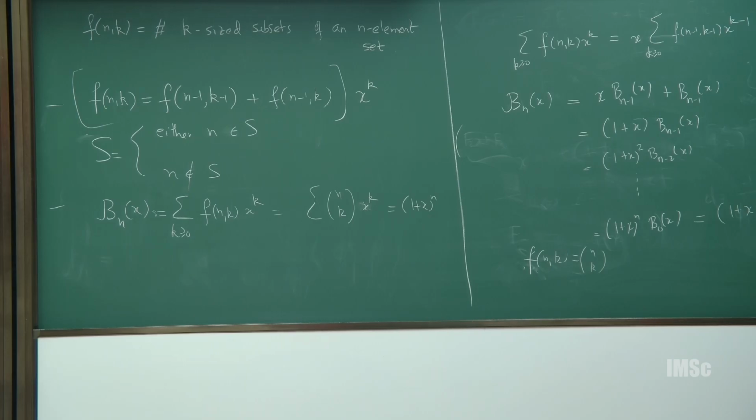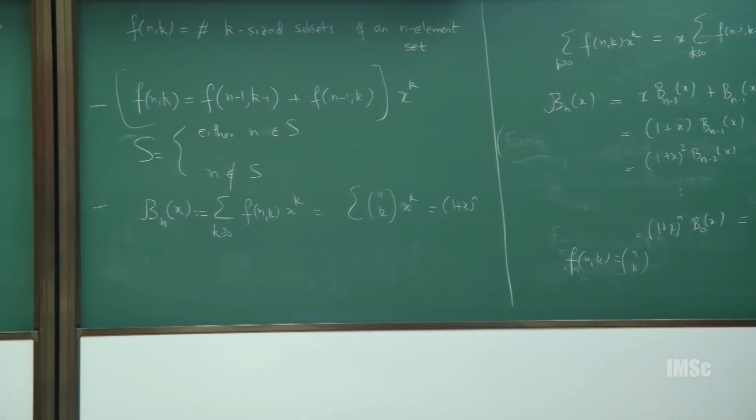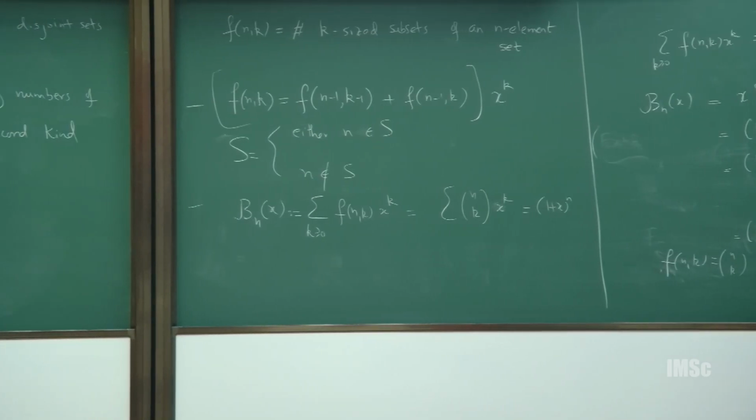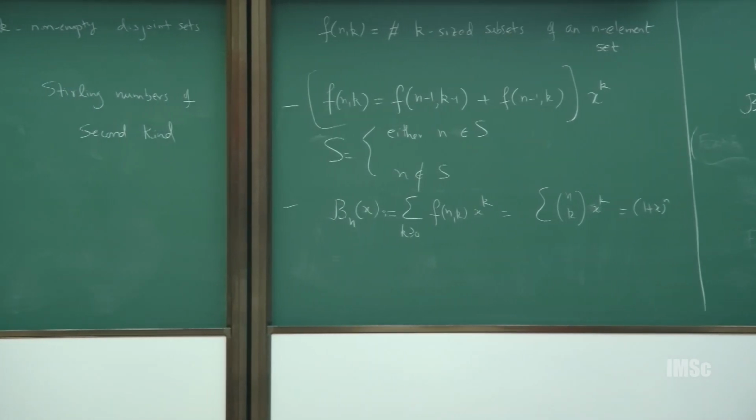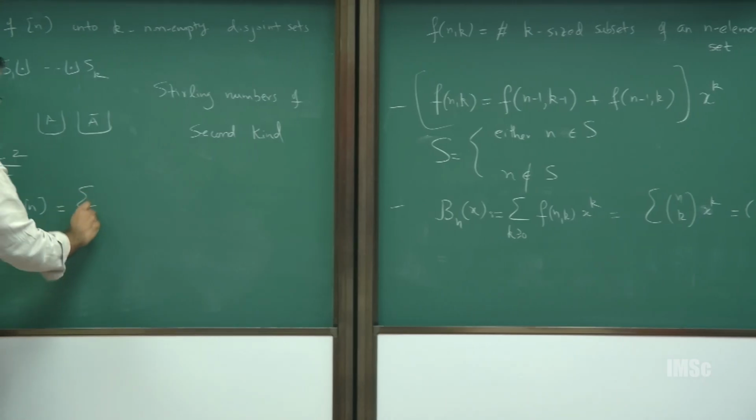And in fact, we want to study this number really, which is counting the number of partitions of n into exactly k non-empty sets. Bn is called the Bell number, which is the number of partitions of n. Okay. Non-empty partitions, right.